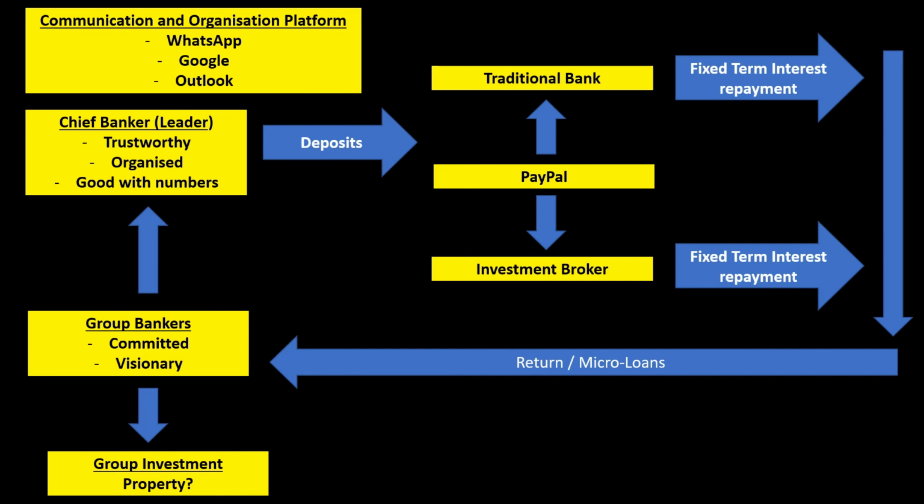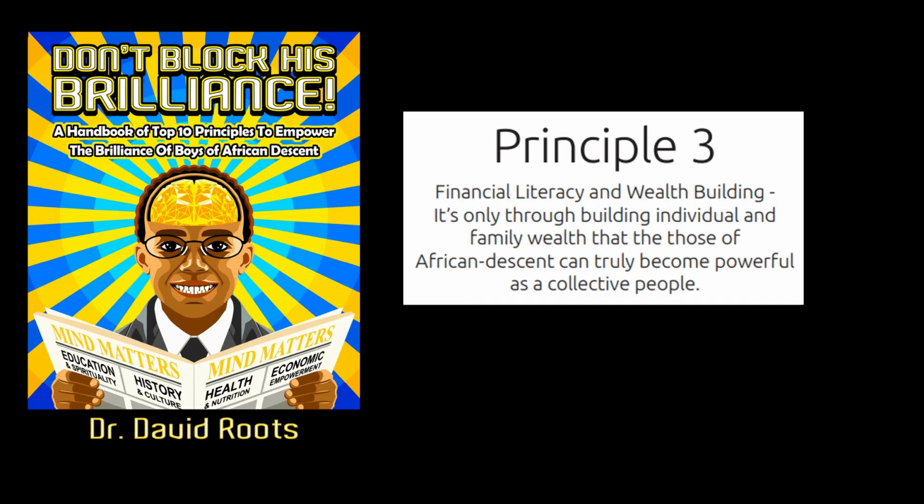So microloans could be used for whatever, or they just get a return on their, like we said, fixed term bonds or something like that. Or if they're really ambitious, the chief banker, with agreement from the group bankers, and agreement's the key, can then take that money, and the group can invest it in something like property or other assets. So this is just a basic sketch of how it would work. The key is having people that are committed and visionary and not working towards instant gratification, but dealing with delayed gratification. So that's how it works.